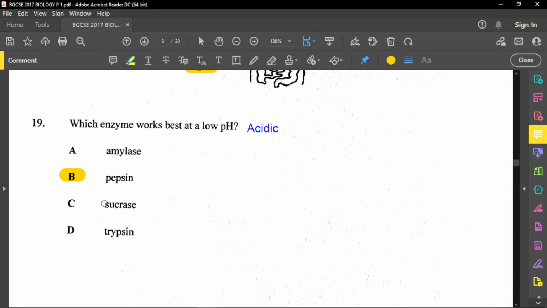All right, sucrase will work in the small intestine to break down sucrose. Trypsin also works in the small intestine because trypsin is produced by the pancreas as well and works in the small intestine to break down polypeptides. Or in very general terms, to break down proteins. But the part of protein that you break down is actually polypeptides. Pepsin breaks down the protein into the polypeptides.